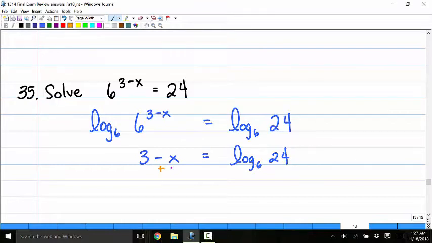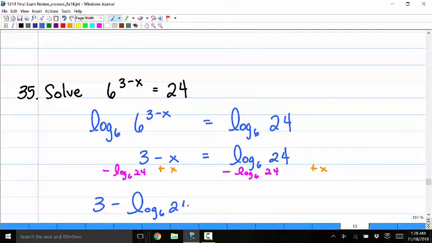So if I add x to both sides and I subtract log base 6 of 24 from both sides, my answer will be 3 minus log base 6 of 24 equals x.